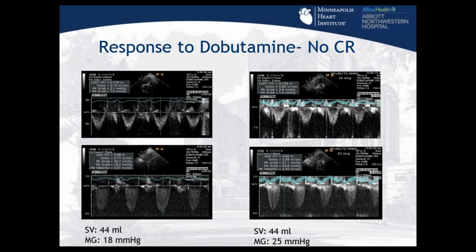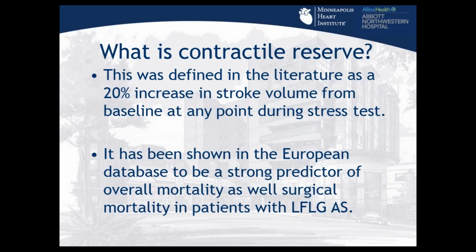You have patients who do this, and actually we're seeing these more commonly now, where you give dobutamine and nothing happens essentially. Stroke volume doesn't budge. Mean gradient remains in the mild to moderate range, and valve area remains in the severe range. This is a very challenging group of patients. So these are the patients we call lack of contractile reserve. So what is contractile reserve? This is defined as a 20% improvement in stroke volume when you give dobutamine. And again, that can happen during any stage of dobutamine. It doesn't have to be at peak. That's why it's important to check with every stage.